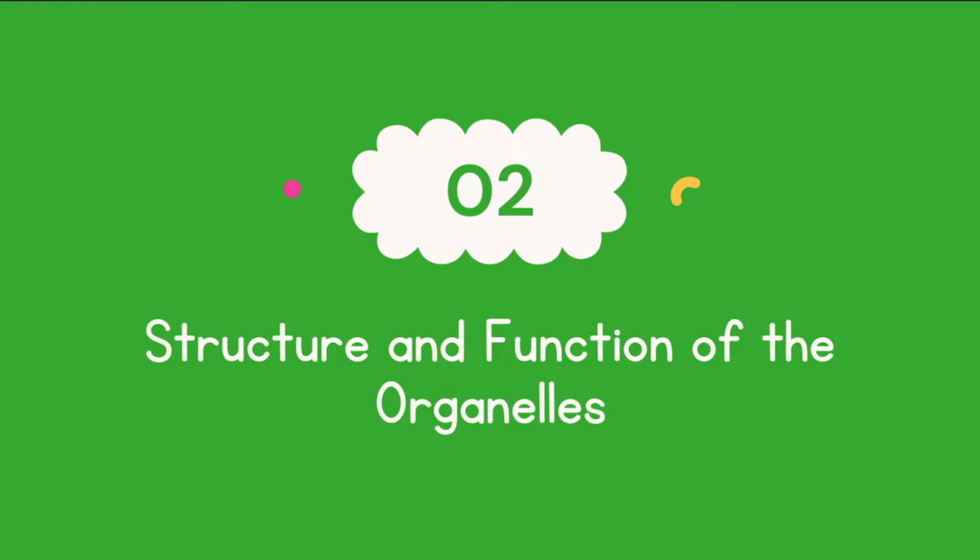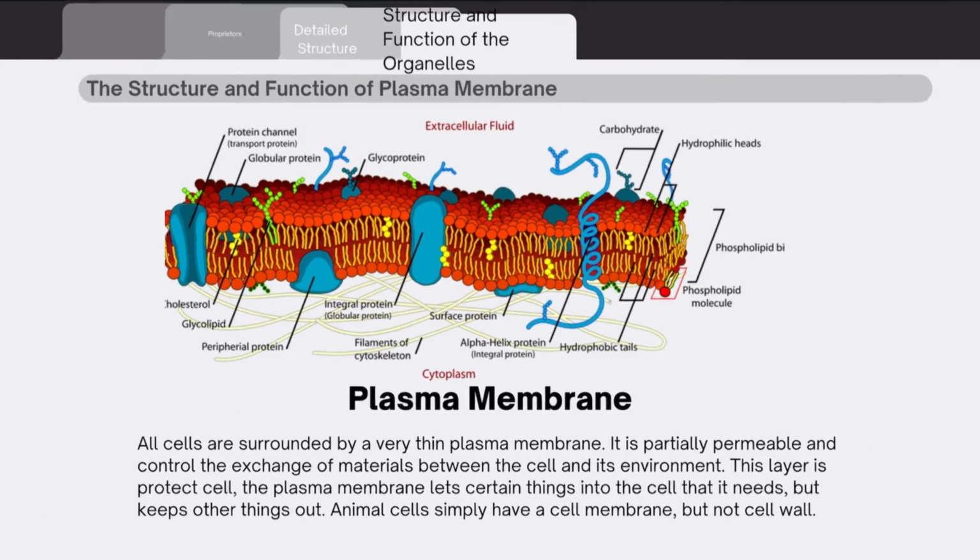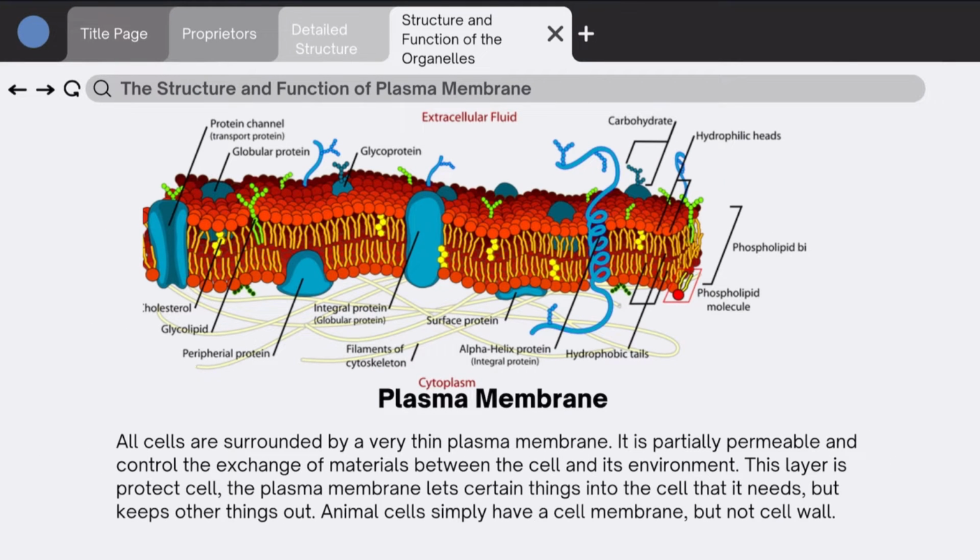Okay, in this chapter, we will discuss about structure and function of the organelles. So the first one is plasma membrane. All cells are surrounded by a very thin plasma membrane. It is partially permeable and controls the exchange of materials between the cell and its environment. This layer protects cells. The plasma membrane lets certain things into the cell that it needs but keeps other things out. Animal cells simply have a cell membrane but not a cell wall.